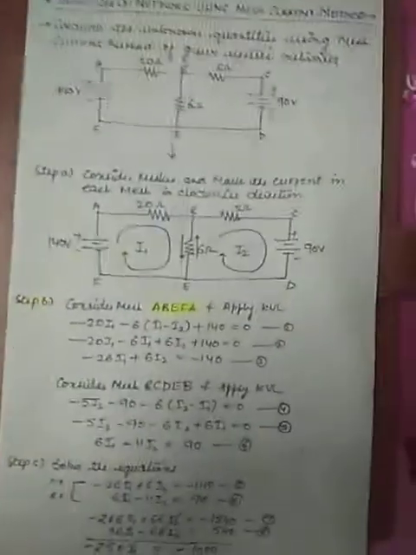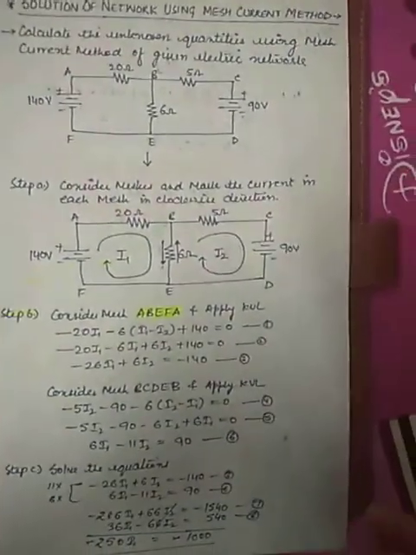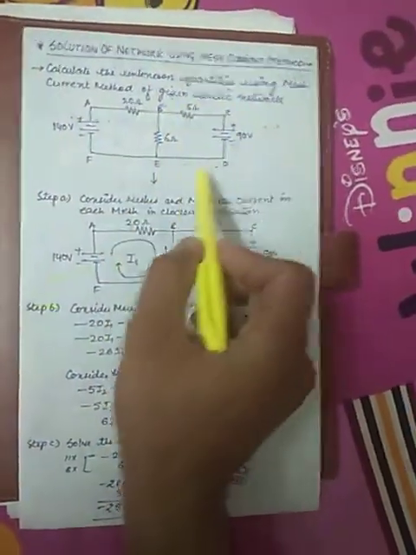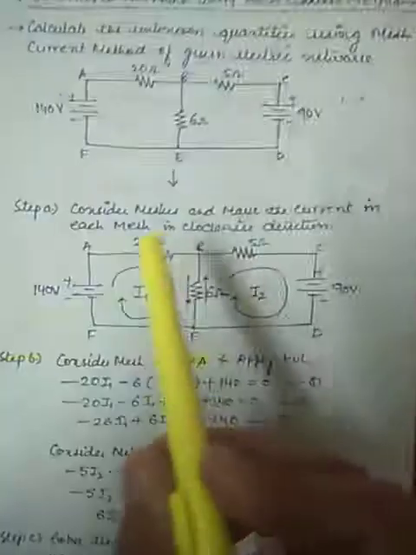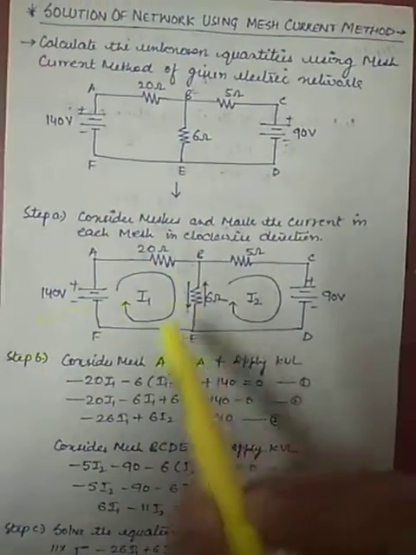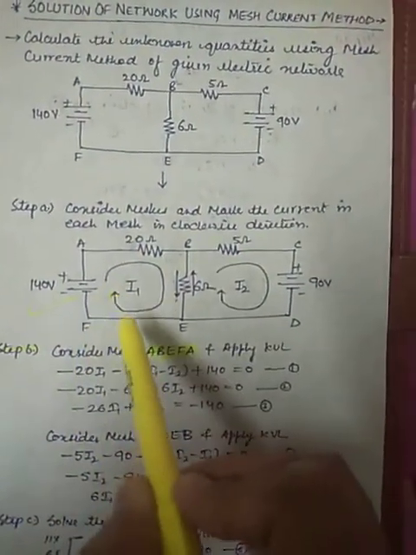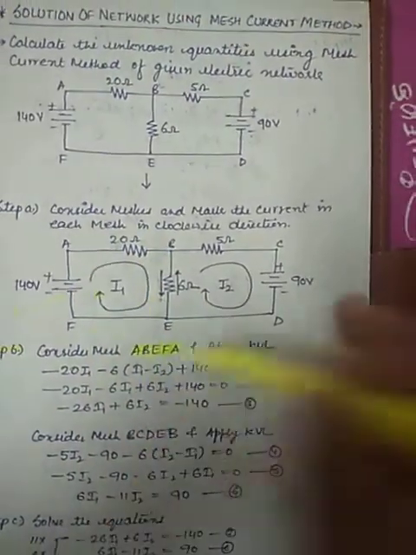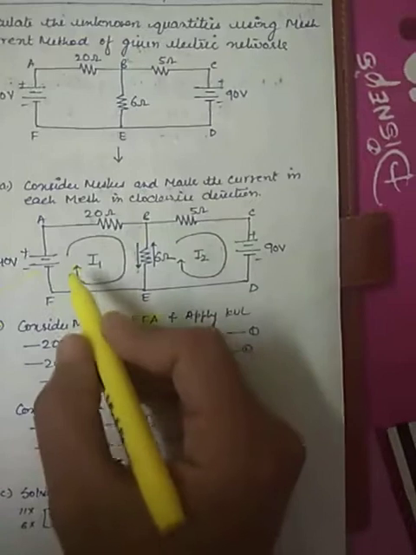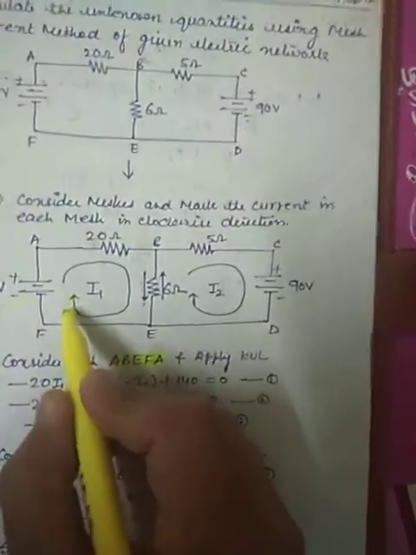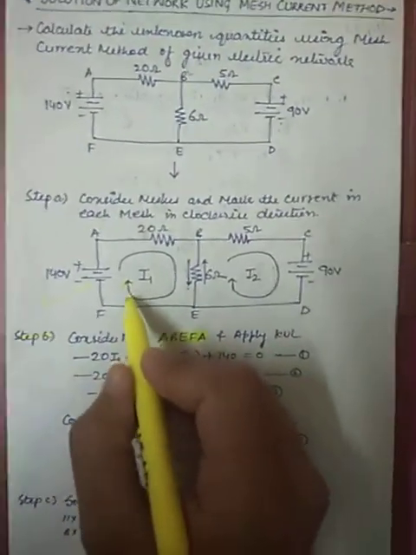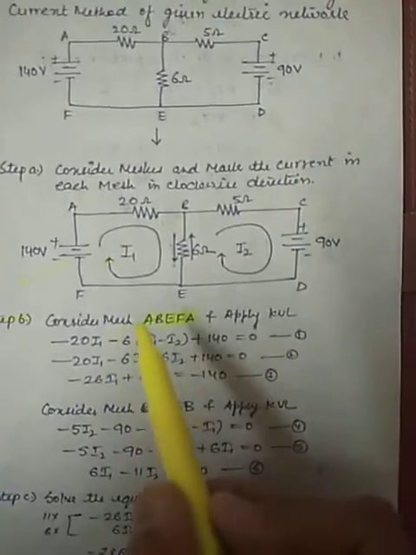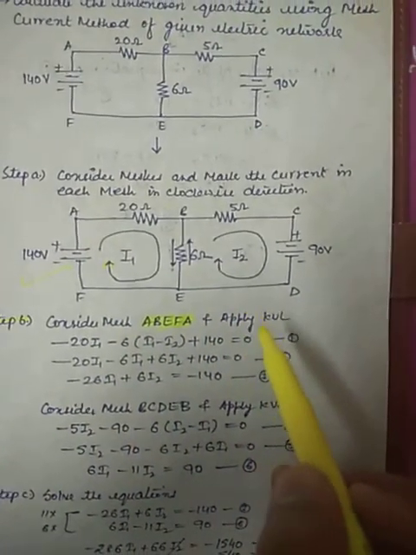So in the first step we will consider the number of meshes. Here there are two meshes, A, B, E, F, A and B, C, D, E, B, and in these two meshes we will mark the direction of current in clockwise direction. We can see the arrowhead showing the direction of current. Next step, we will apply Kirchhoff's voltage law in each mesh.